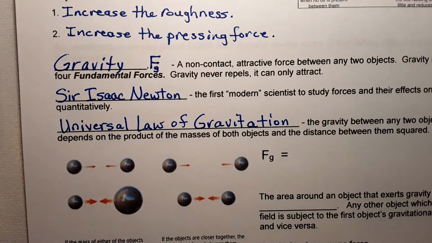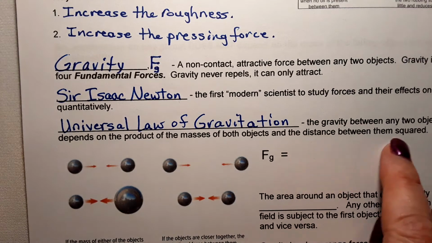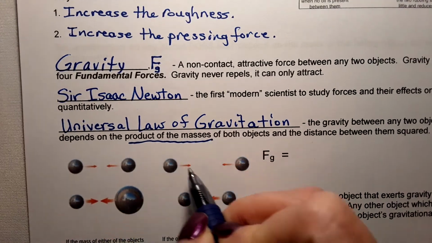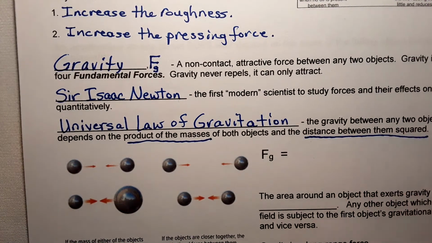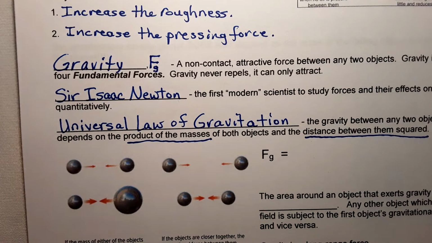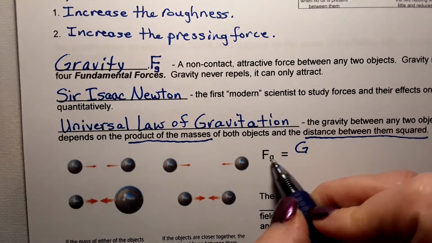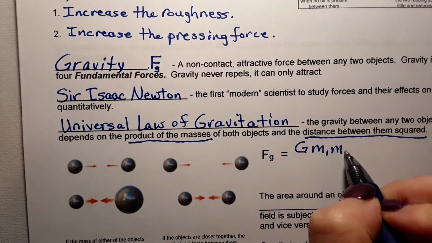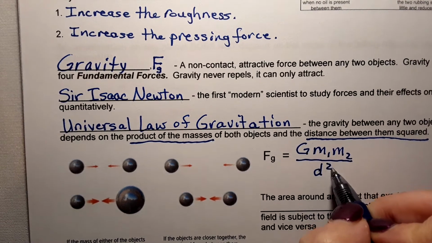In fact, it depends on the product of the two masses and the distance between them squared. Now, if you remember, a product means to multiply. It also depends on the distance between them squared. And he did come up with a formula that he sent his astronomer friend. It looks like this. A proportionality constant to make the two sides equal. And here's the product of the two masses. And then you divide by the distance squared.